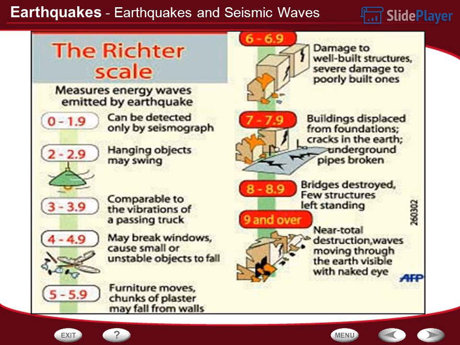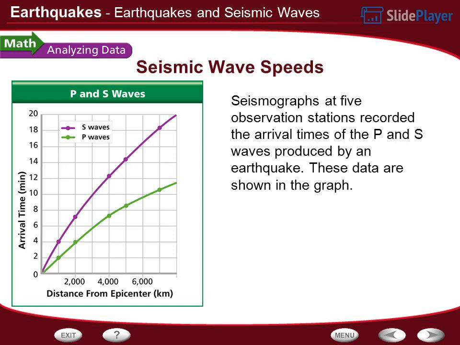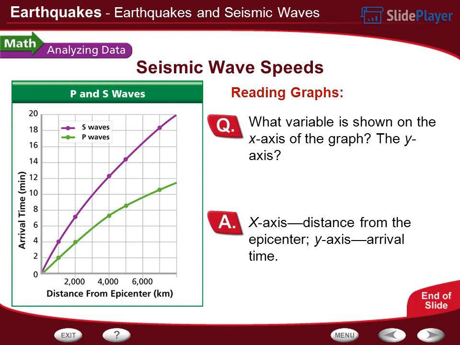Seismic wave speeds. Seismographs at 5 observation stations recorded the arrival times of the P and S waves produced by an earthquake. These data are shown in the graph. What variable is shown on the x-axis of the graph? The y-axis? X-axis: distance from the epicenter; y-axis: arrival time.